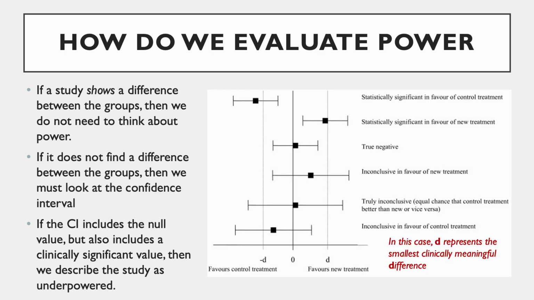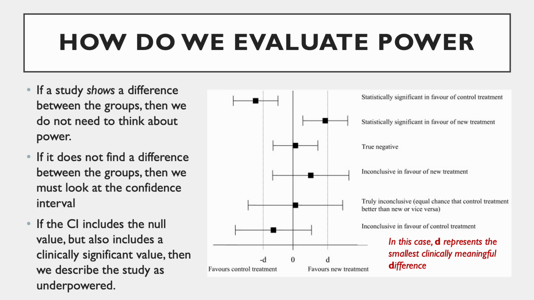So now, how do we evaluate if a study was underpowered? First of all, if a study is positive, if it shows a difference between the treatment and the control group, then it wasn't underpowered, because the power is really just the probability that your study can detect a difference that's there. Considerations about power really only come into play when the study is negative. And when it's negative, we decide if it was underpowered or not by looking at the confidence interval.